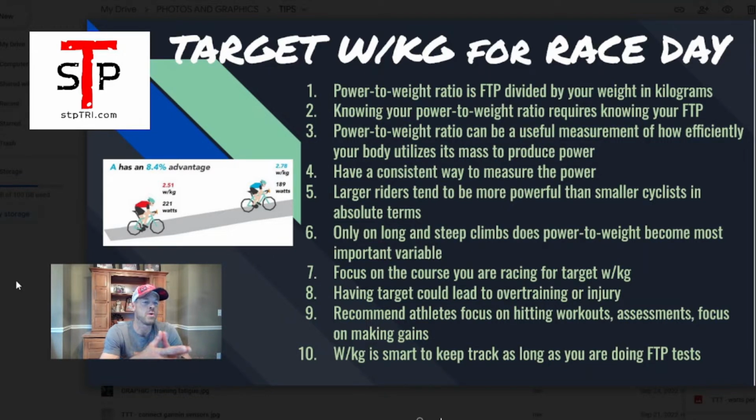Number one, power to weight ratio is FTP divided by your weight in kilograms. If you don't know what FTP is, functional threshold power, then watts per kilogram is going to be an extremely foreign concept to you, because you have to get your FTP in order to do that. So number two, knowing your power to weight ratio requires knowing your FTP. So you're going to have to do an FTP test.